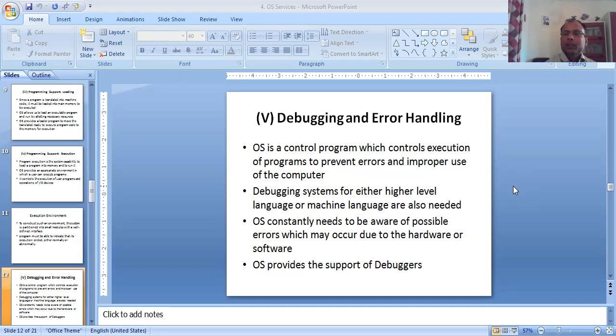So debugging systems, debuggers, that means the software used for debugging purpose. That means the module of the operating system used for debugging. So here the software for debugging the high level language or machine language will be needed. Whatever the possible errors, the operating system will be constantly watching and will be aware regarding these possible errors which can occur because of the hardware or software. So operating system provides the support of debuggers.